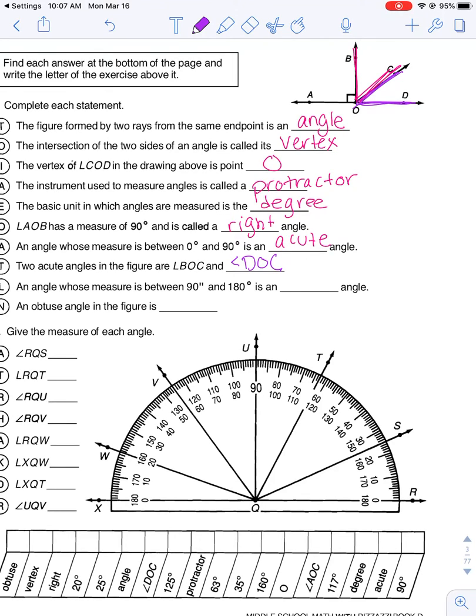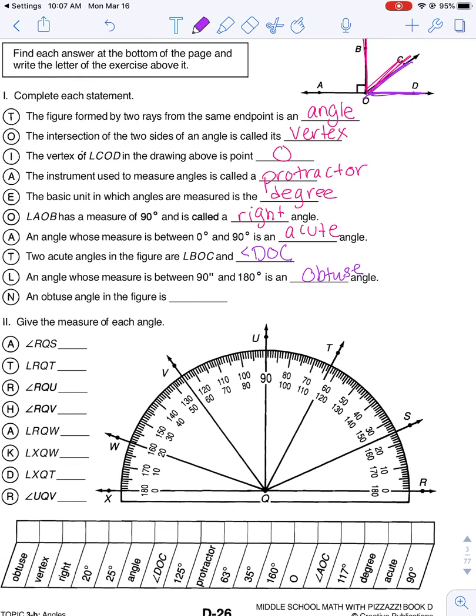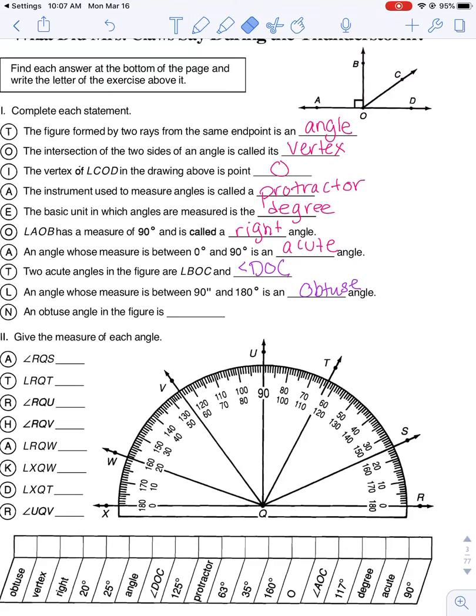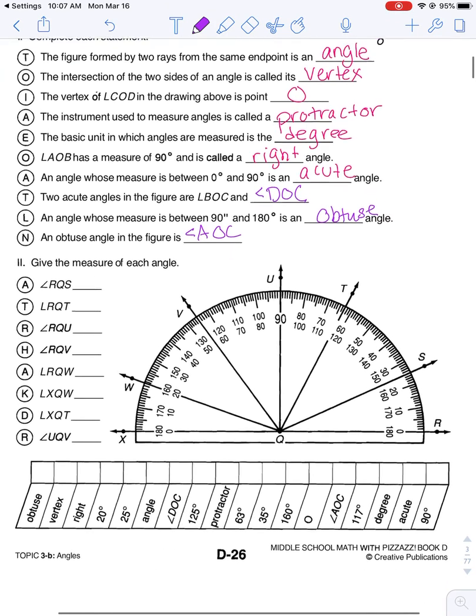It's an actual angle. An angle whose measure is between 90 degrees and 180 degrees is an obtuse angle. And in the figure, an obtuse angle could be angle AOC. That would be this, right there. And O goes in the middle because it's the vertex. It doesn't matter if you start with C or A, but AOC is the one in the answer key on the bottom, so that's what I used.